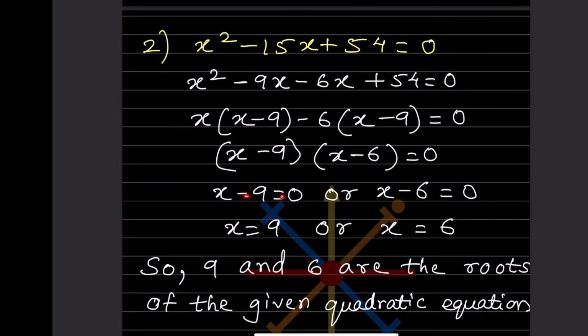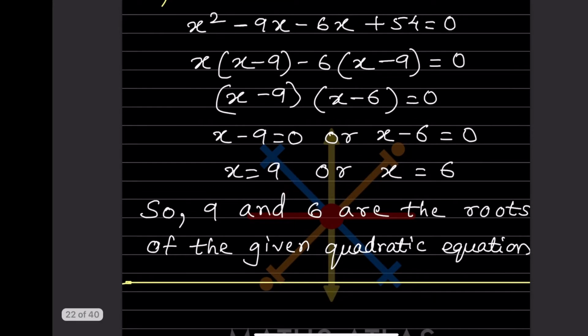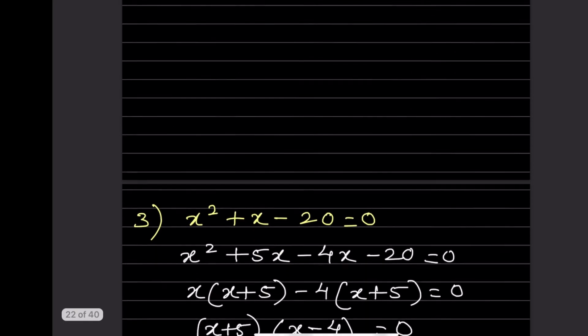So x minus 9 is 0 means x is going to be 9. X minus 6 is 0 means x is going to be 6. So you got the values x, two values. So you will write here 9 and 6 are the roots of the given quadratic equation.